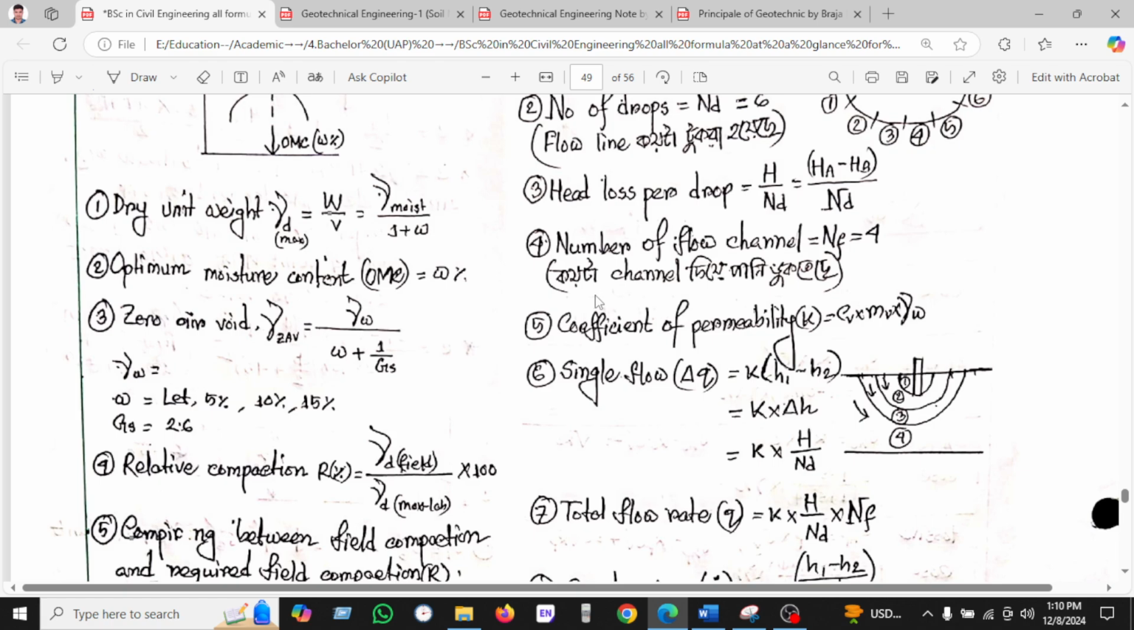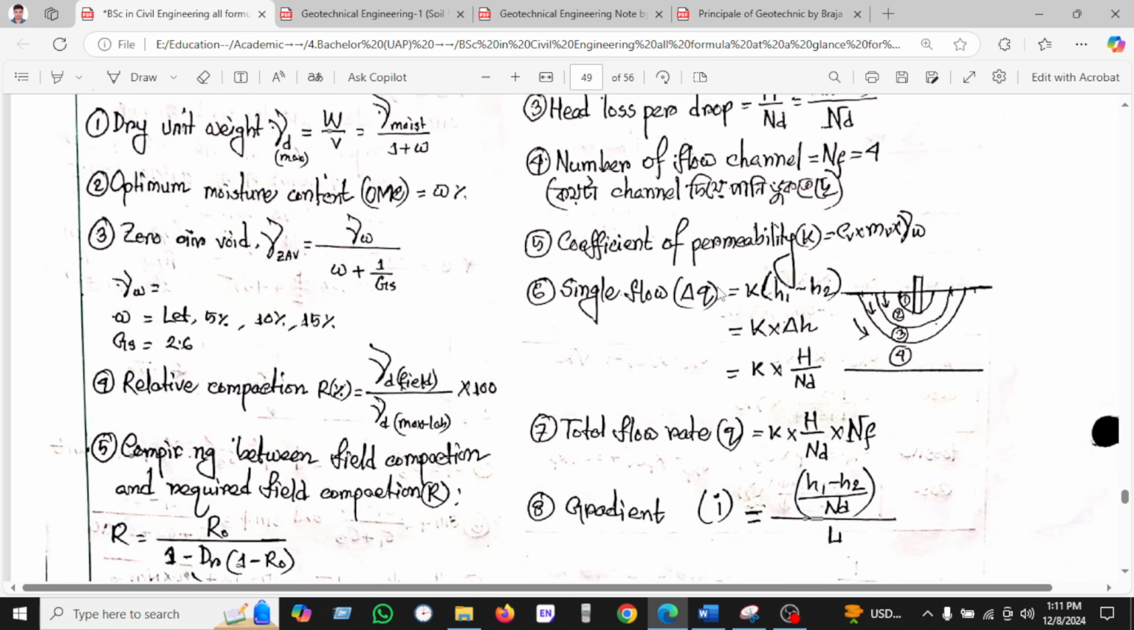Next, we can see here the number of flow channels. That means how many channels the water is going through. We can see in this picture 1 2 3 4, so we can say the number of flow channels is 4.